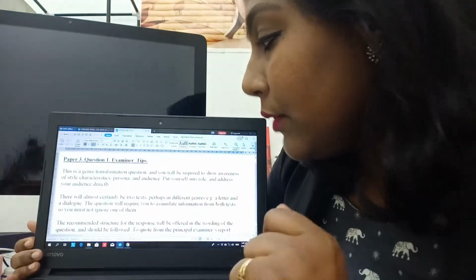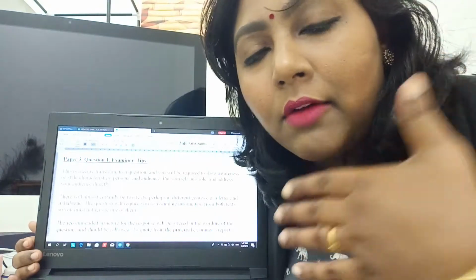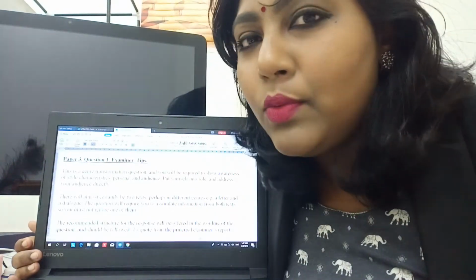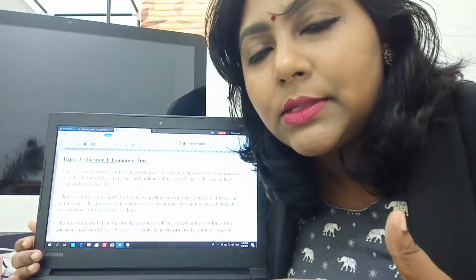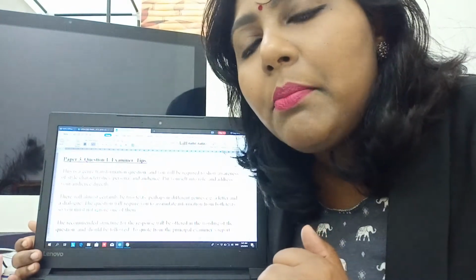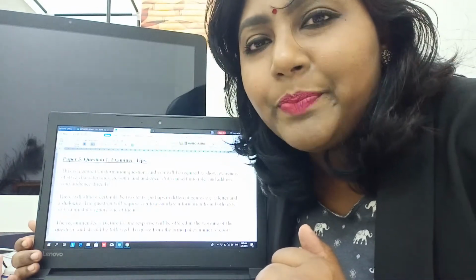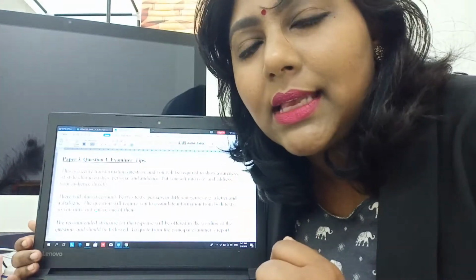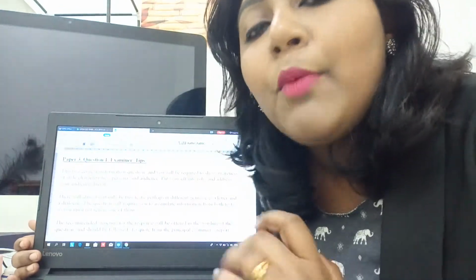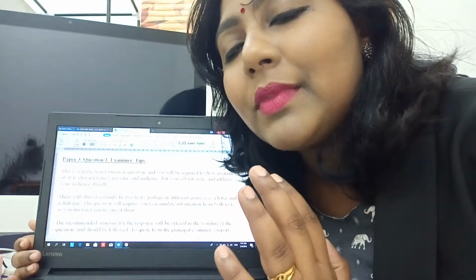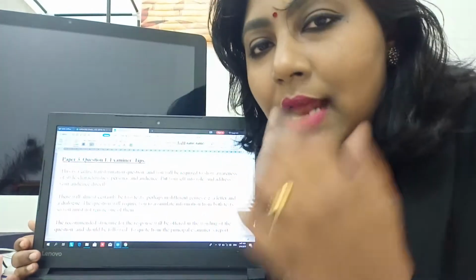And there will almost certainly be two texts. Don't get surprised that when you look at very old past year papers, you can only see a single text. But in 2019, when I look back at the May June paper, I realized that they also gave two texts for directed writing. So don't get surprised when you see two texts. No matter how many texts you get in your reading insert, just focus on the question and then respond to it correctly.